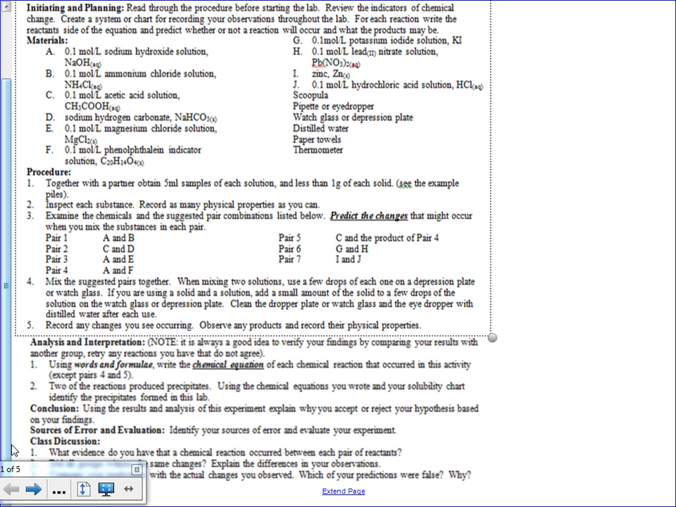And then the two reactions that produce precipitates, look at the products, figure out which one's not soluble, and let me know which ones those are. Then in your conclusion, copy and paste your hypothesis. Tell me whether, based on your observations, what you said about reactions and the signs of a chemical reaction is true or not. And then your sources of error. Remember that you don't have to do the class discussion questions. They're already written for you. When you go into Google Classroom, in the template, 4 and 5 are already done, so you don't have to do them.